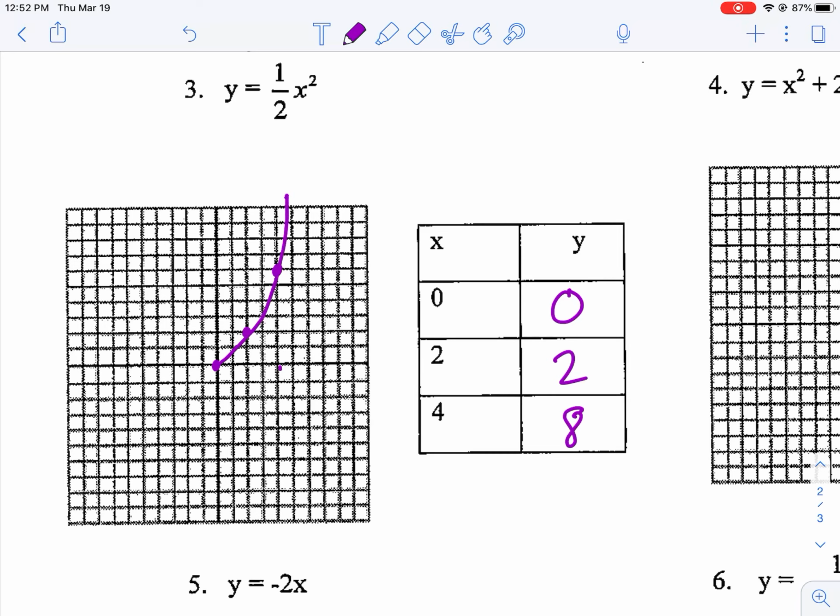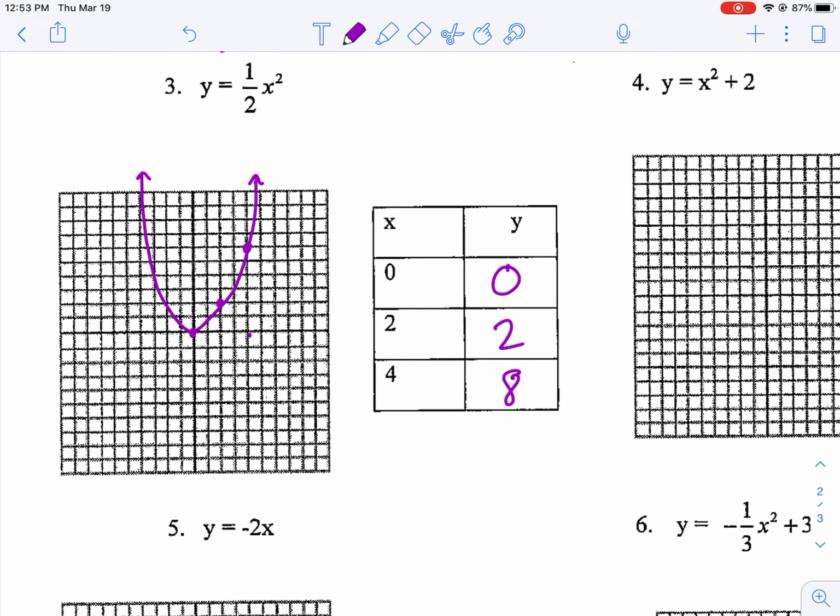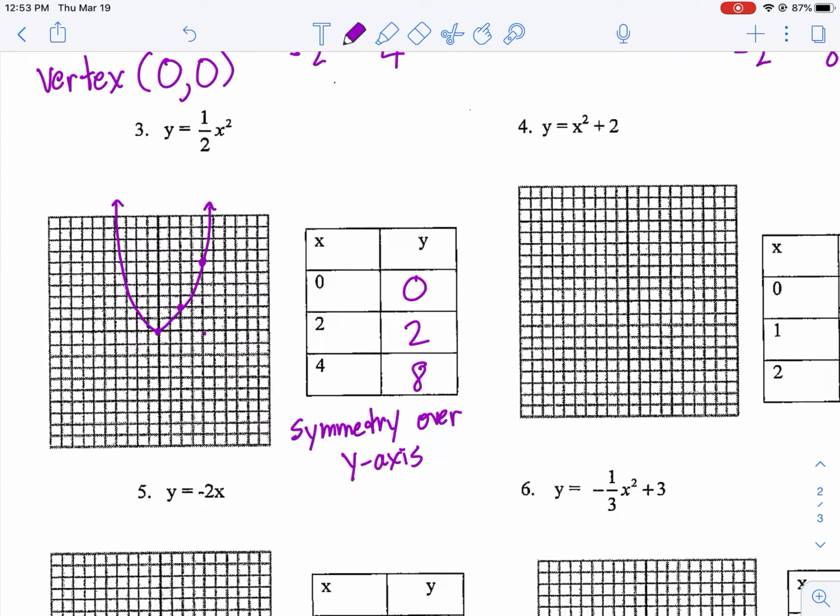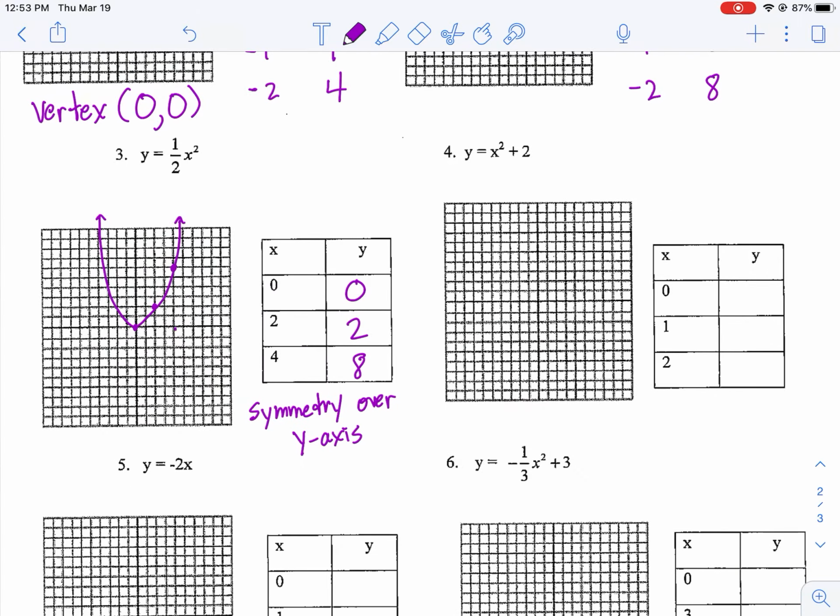And you're going to notice you always have symmetry, which is a concept we're talking about tomorrow. So we're going to say this has symmetry over the y-axis. What does that mean? It's a reflection over the y-axis, and we'll talk a little bit more about that tomorrow.